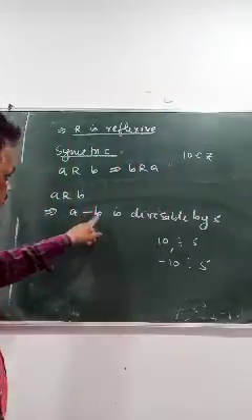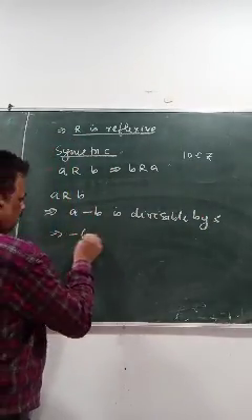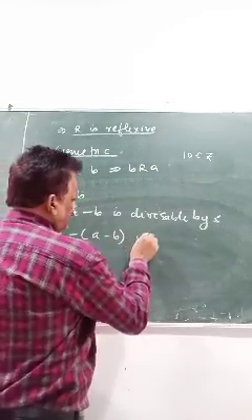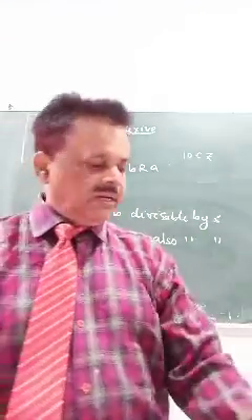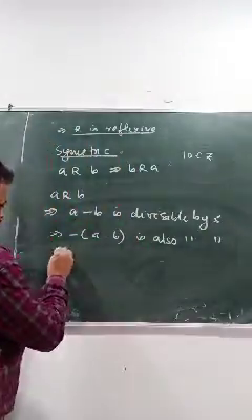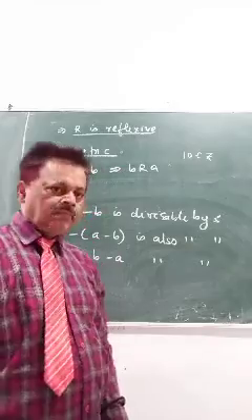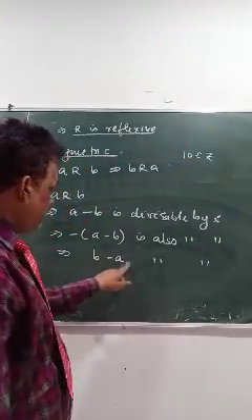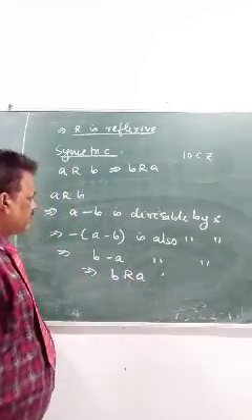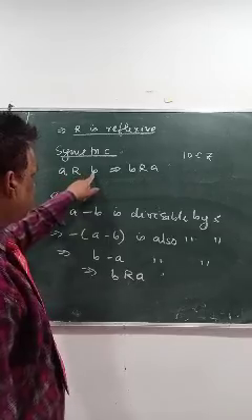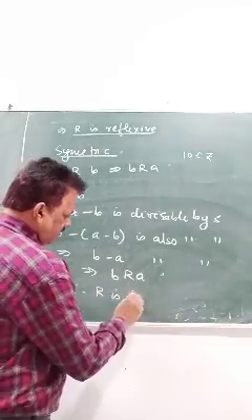So I can say if A minus B is divisible by 5, then minus (A minus B) is also divisible by 5. Now when I multiply this minus sign, this will be B minus A. So B minus A divisible by 5 means B relates A. Because you wanted A relates B implies B relates A, therefore R is symmetric.